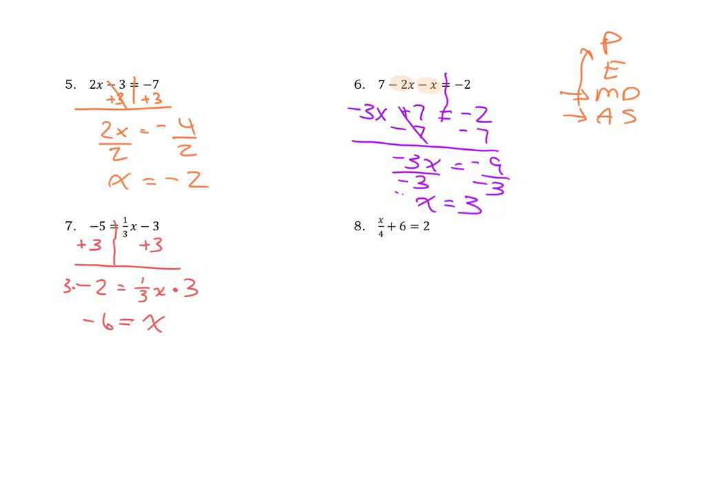Okay, on this one, I have my equal sign here. I have x divided by 4 plus 6. Starting at the bottom, I'm going to subtract my 6. So x over 4 equals negative 4. I'm dividing by 4, so I'm going to multiply by 4. So x equals negative 16.